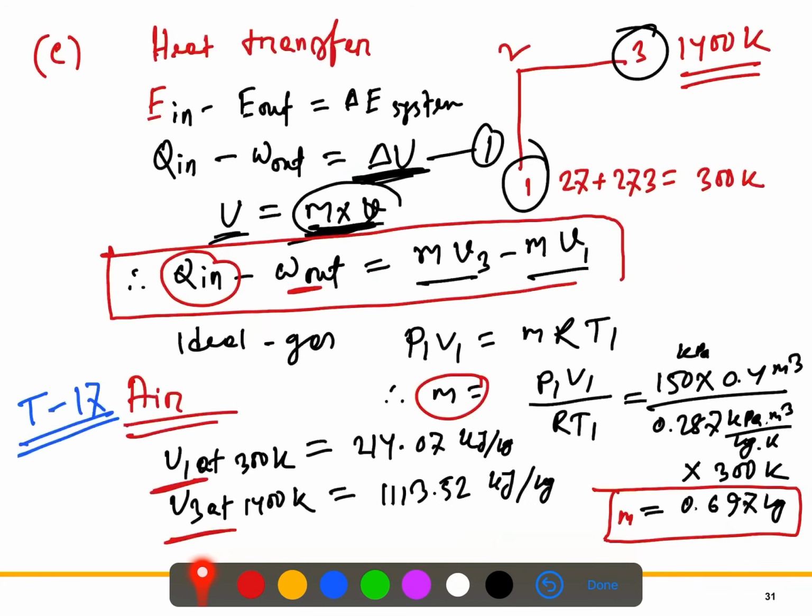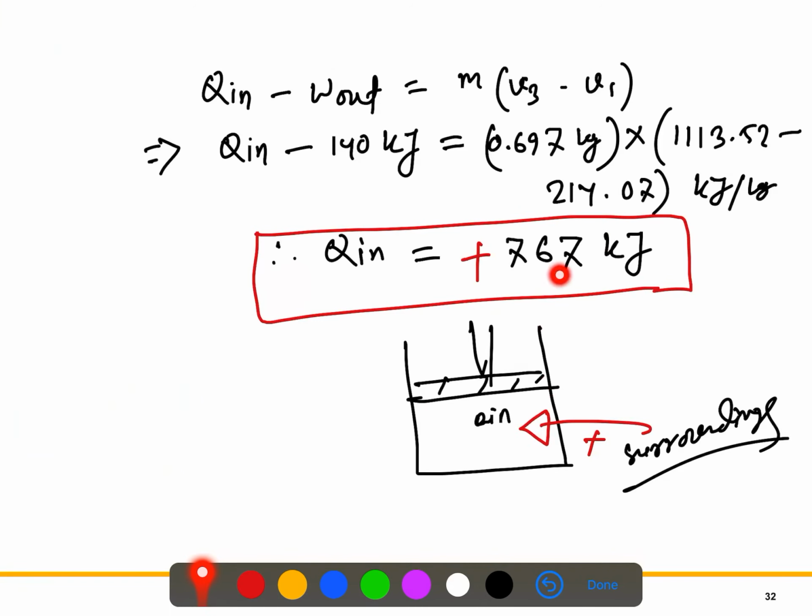And when we calculated the heat transfer, we used the energy assumptions and energy balance relation. We used the definition of the internal energy, and we calculated the mass from the ideal gas relation here, and we got the air properties from table A17, the appendix table. U1 means the initial temperature 300, U3 means 1400 Kelvin. Then we substituted all these values and we got this heat transfer. I think that's it.